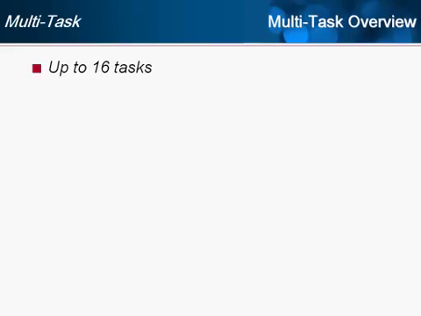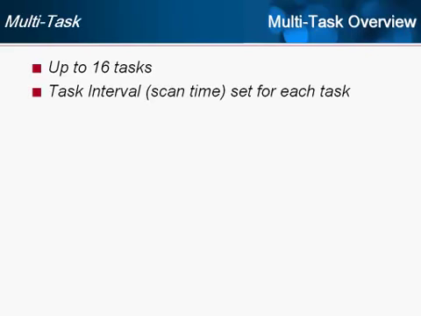First, as an overview, before we get into the software, here are some vital stats about multitasking. The first is that we can have up to 16 tasks running in the controller. Each task can have a different interval, which is like the scan time. For example, for the tasks that are used to control motion, you would want a fast scan time, as fast as the Mechatrolink update rate.